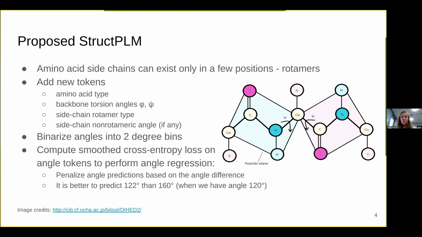Also, the structure of a protein is described by backbone torsion angles phi and psi, so we binarize them and use them also as tokens. Finally, we train our language model with a slightly modified cross-entropy loss in order to perform angle regression. So it's better to be mistaken by 1 degree than by 50 degrees.